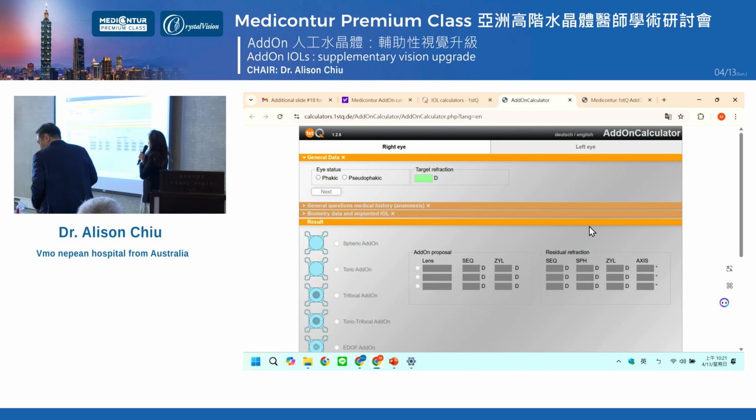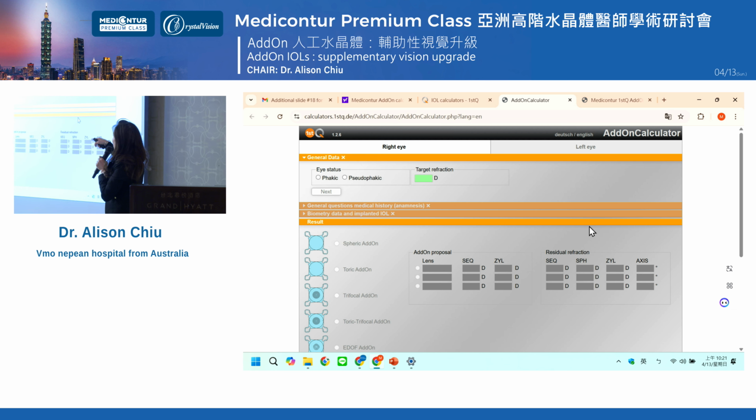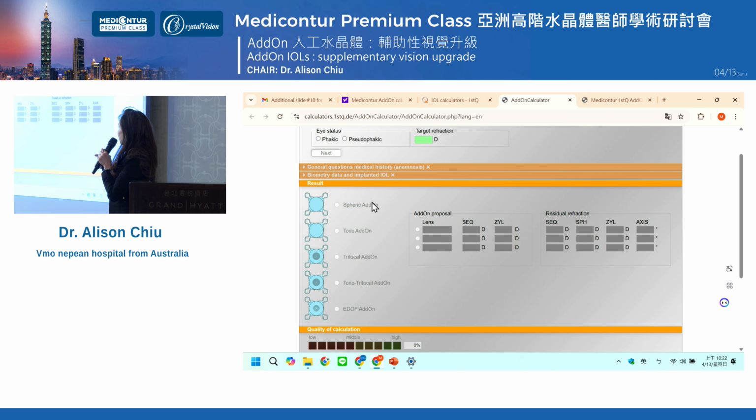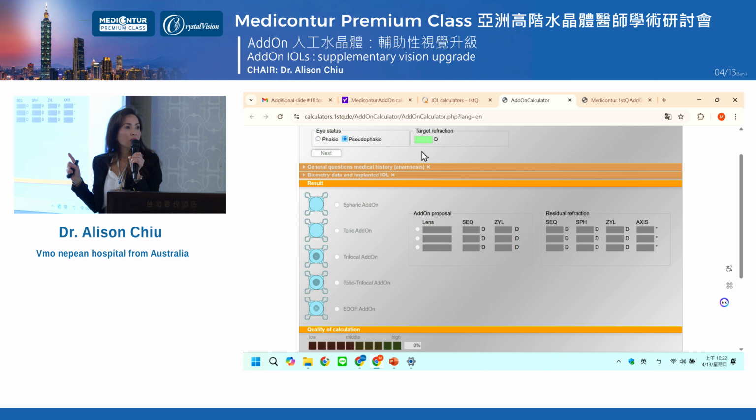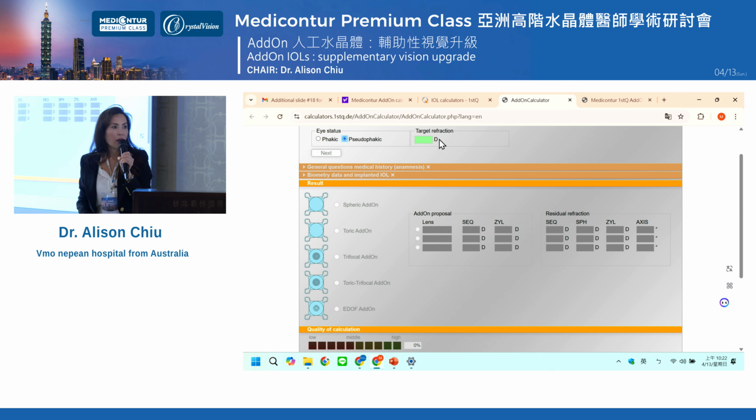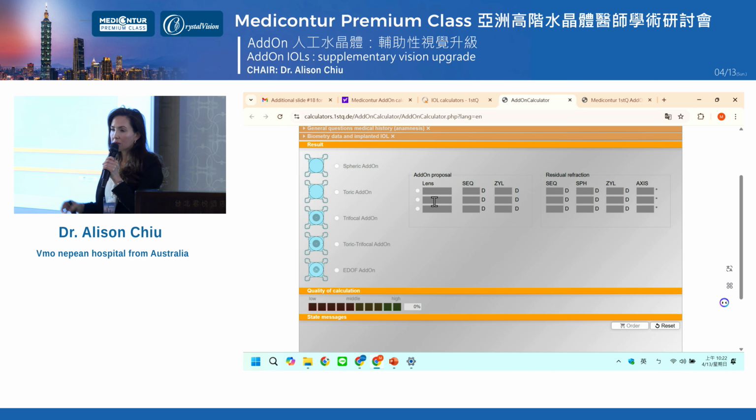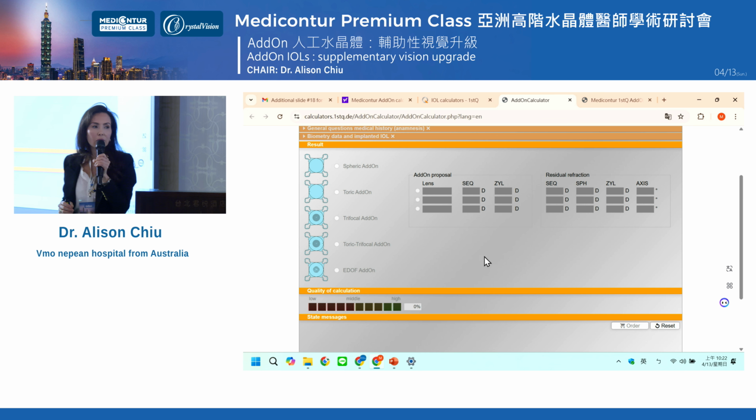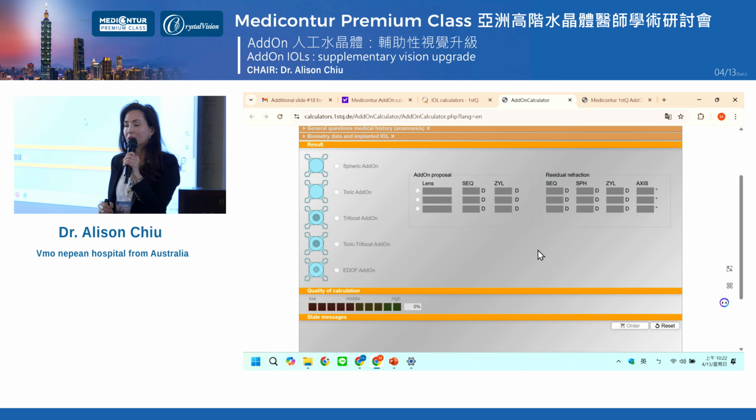This is what the calculator looks like, where you enter the data. You pick the lens that you want, trifocal, spheric, toric, plus minus toric, and whether they're phakic or pseudophakic, you enter their target refraction in order to get the proposal of desired refractive outcome. And so you can just pick the one that comes closest to emmetropia, or if you want to leave a little bit of residual myopia, that's how you do that. So it's very straightforward.